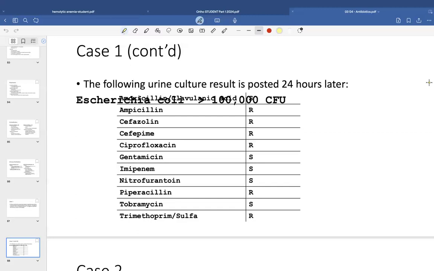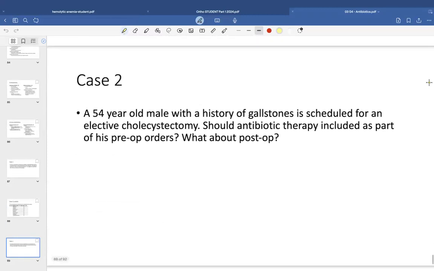Okay, great. All right. Case 2. A 54-year-old male. He has a history of gallstones, and he's scheduled for elective cholecystectomy. You guys are going to be his pre-op PAs, and the question is whether antibiotic therapy is included as part of his pre-op.